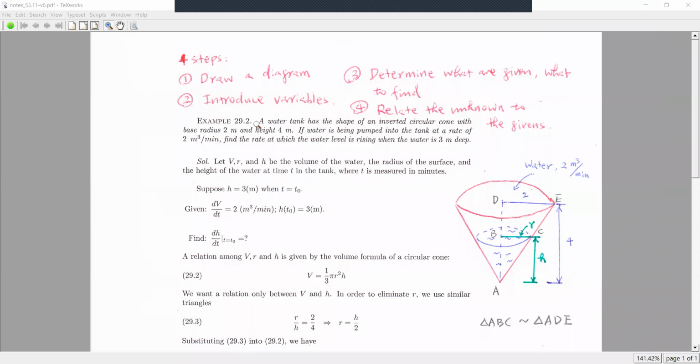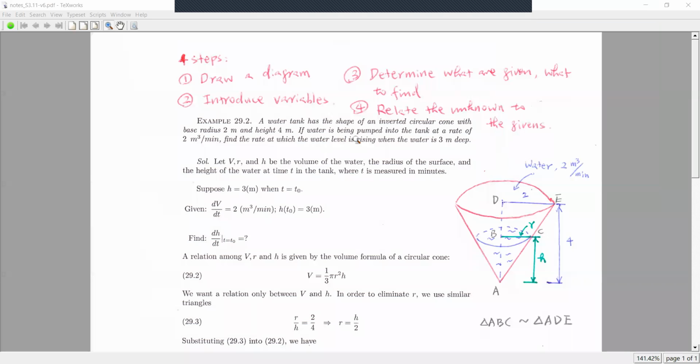Example 2. A water tank has the shape of an inverted circular cone with base radius 2 meters and height 4 meters. If water is being pumped into the tank at a rate of 2 cubic meters per minute, find the rate at which the water level is rising at the instant when the water is 3 meters deep.